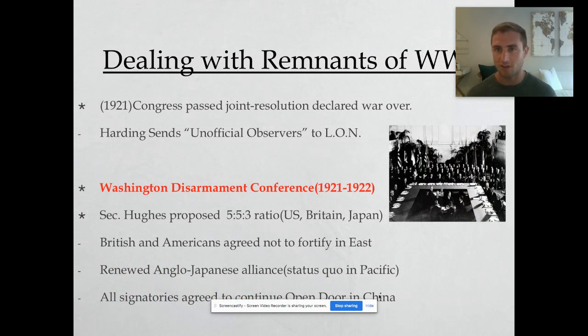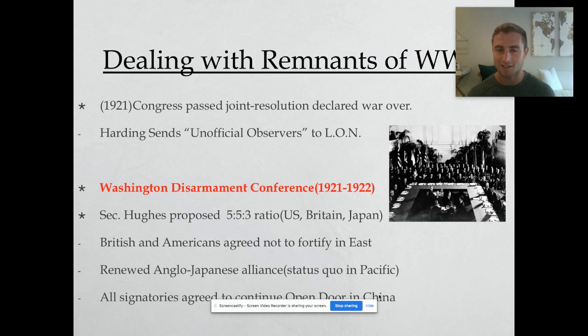All right, dealing with World War I. There's a couple of loose ends after World War I, one of which is the fact that the United States very conspicuously did not sign the Treaty of Versailles. So technically, we're still at war with Germany. In 1921, Congress is just going to pass a joint resolution and just say the war is over. Very unceremoniously, not even talking to Germany about it, just saying the war is over.